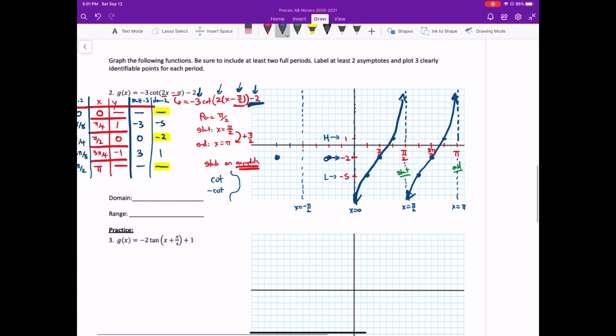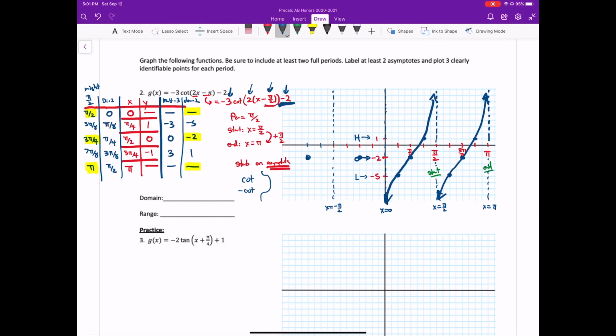You can check it with our values. Again, we said at pi over 2 and pi, we should have asymptotes. If you compare some of the values, at 5 pi over 8, we had -5. So 5 pi over 8, that's right there, we have -5. At 3 pi over 4, we have -2, and at 7 pi over 8 we have 1. That's that coordinate right there. Okay, so the table method only gives you 1 period.